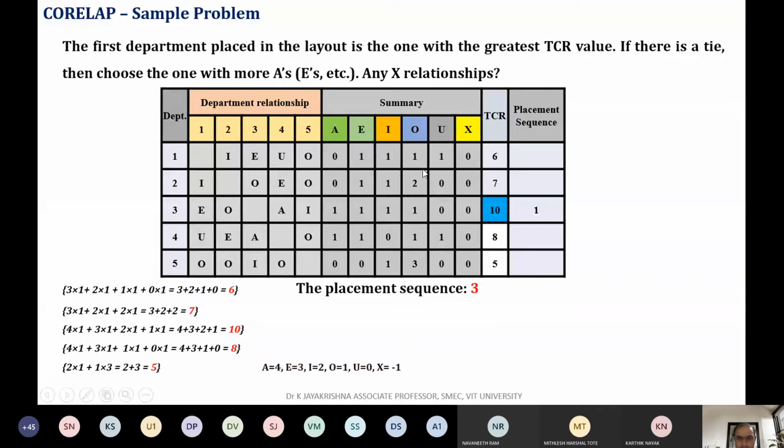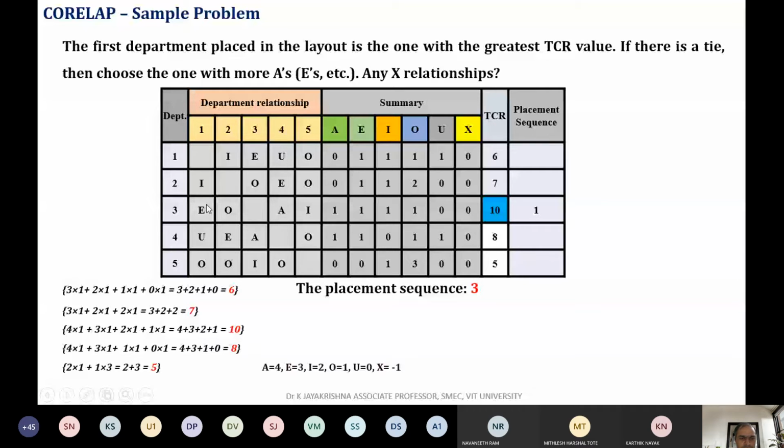Have you understood how you got these values? If you're not clear, I can explain it again. Just count this. Okay, in this case, let's take the example of the third row. In the third row, there is one A, one E, one I, one O, and I don't have any U or X. Just count the numbers and I'm putting it here.